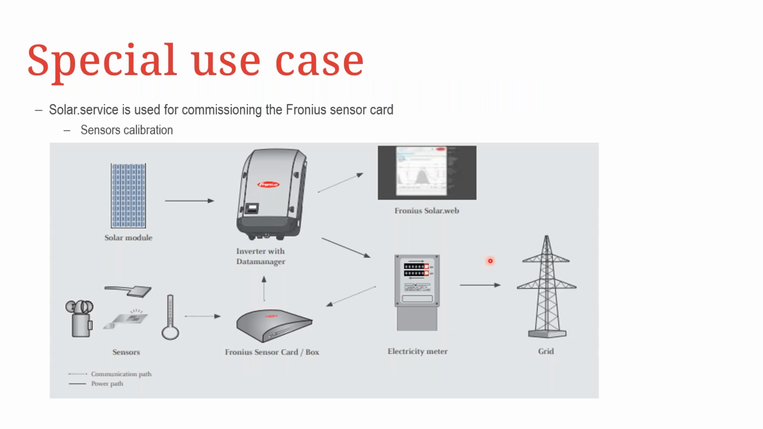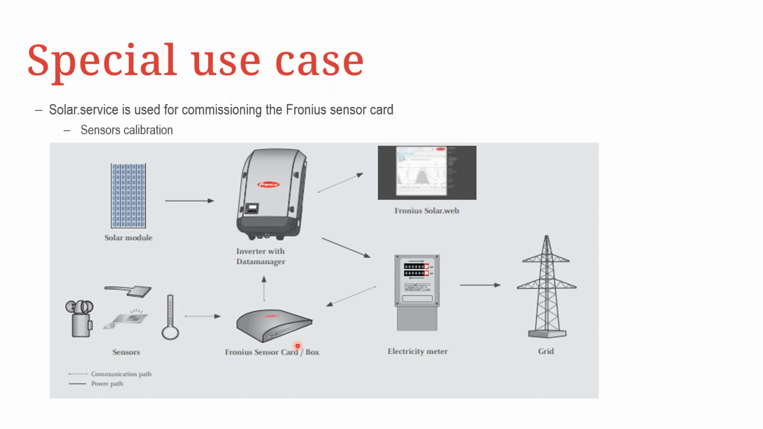With the Solar.service, there is one particular special use case that every installer needs to know about. If you plan to, for instance, build a weather station using the Fronius sensor card or the sensor box, you do need the Solar.service application to be able to commission the sensor card as well as carry out sensor calibration. As you know, you can have the irradiation sensor, the temperature sensor, and other sensors. About 4 sensors can be connected to the Fronius sensor card or sensor box.